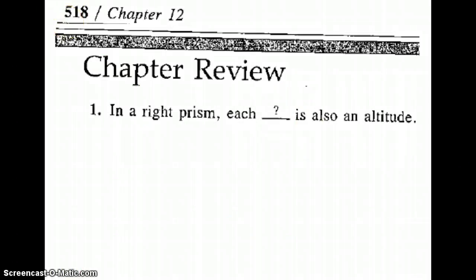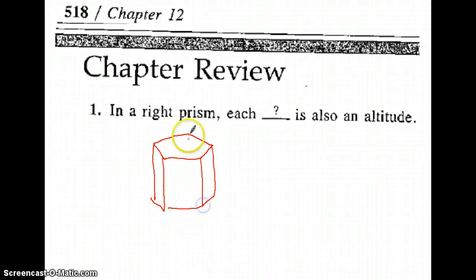In a right prism, each blank is also an altitude. Just to see what they're talking about here, let's say we have a pentagonal prism. In a right prism, by right they mean it's standing straight up. If I drew this thing so it's actually standing straight up, there's parts of this thing that would actually mimic what an altitude is. You usually think of height as that thing up in the center, especially with pyramids because it goes right to the point there.